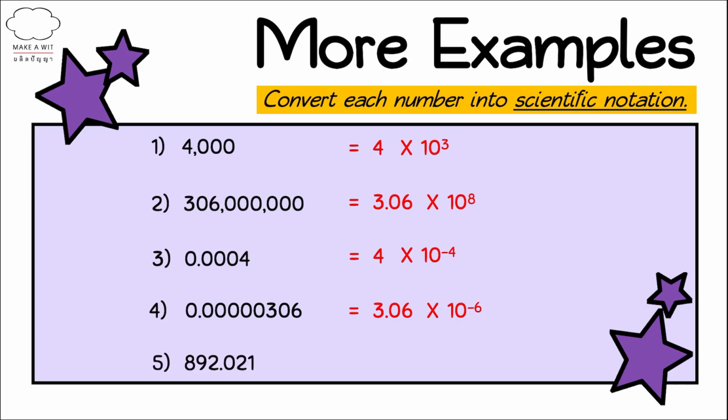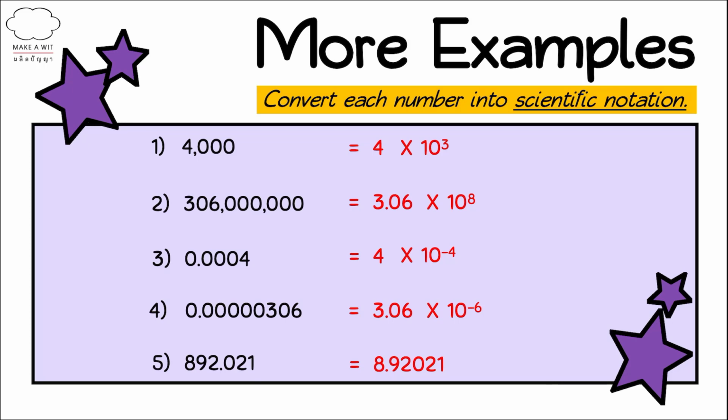Alright, last one. From this, 892.021. So what is the digit? The first digit is 8, right? So you keep the rest of the number, okay? Now it will be 8.92021. Don't change the value, so you need to keep all the number.